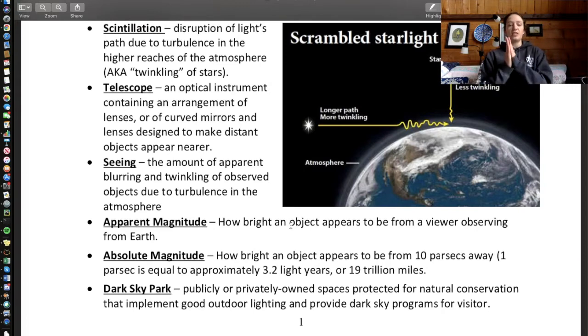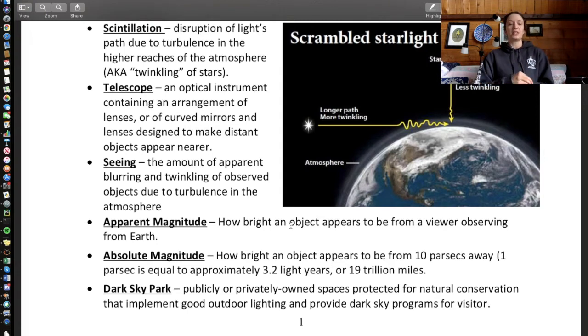Absolute magnitude is defined as how bright your star looks, or how bright your object looks, because this applies to stuff like galaxies as well, from 10 parsecs away. And remember that 1 parsec equals 3.2 light years, or 9 trillion miles. So this is kind of demonstrating that space is really big, so we can't always measure things in miles. So we have to measure things in light years, and even sometimes light years are too small. And remember, a light year is a measure of distance that describes how far light travels in 1 year.